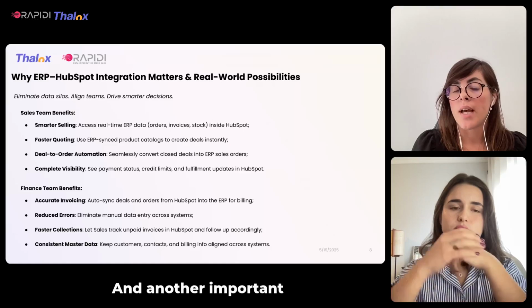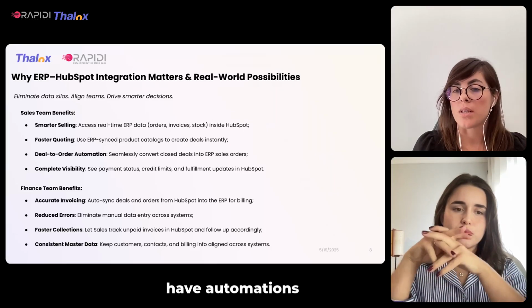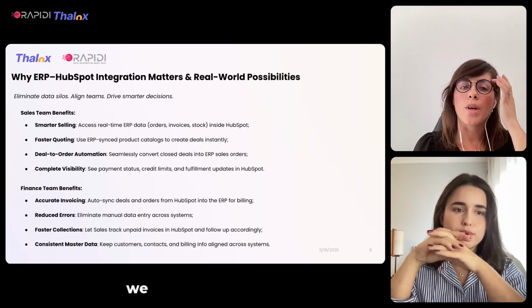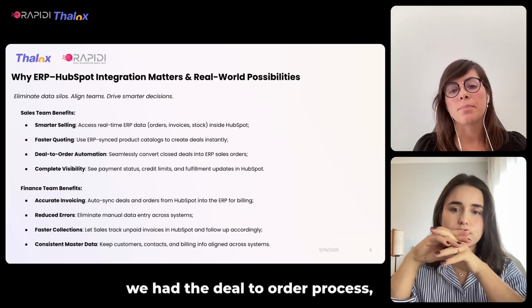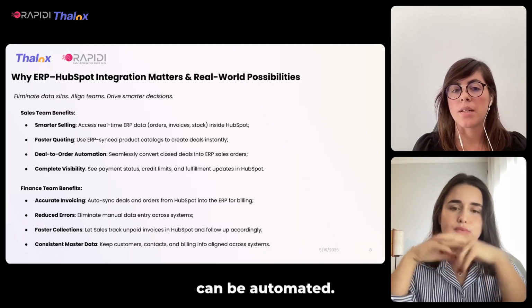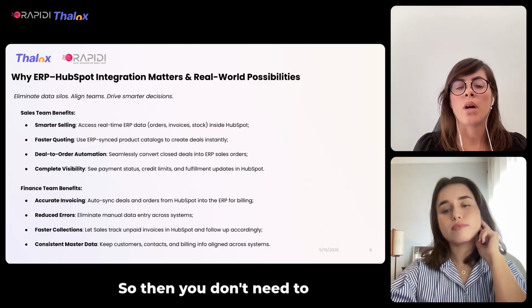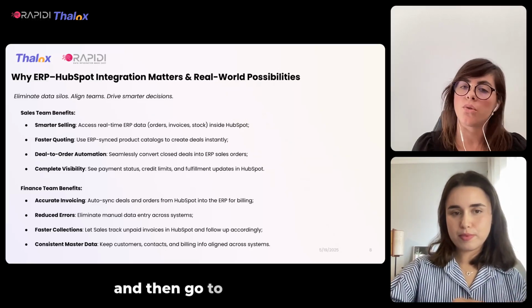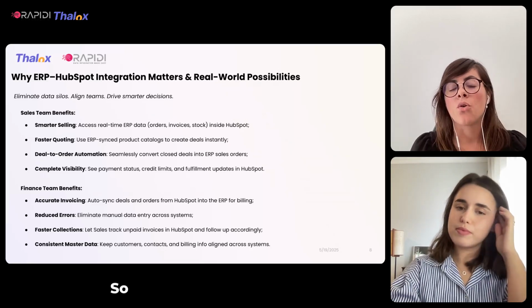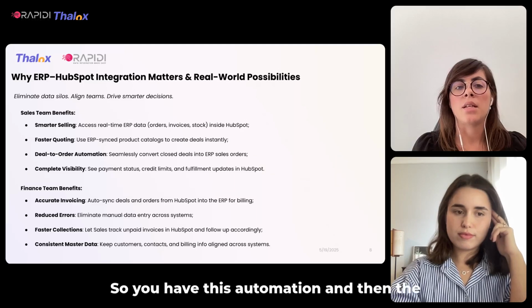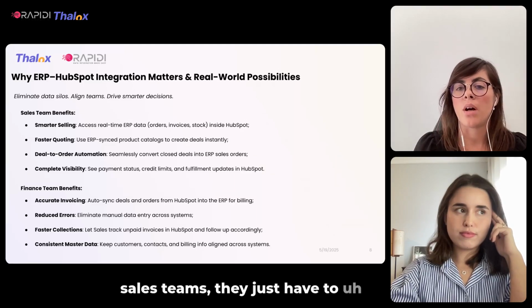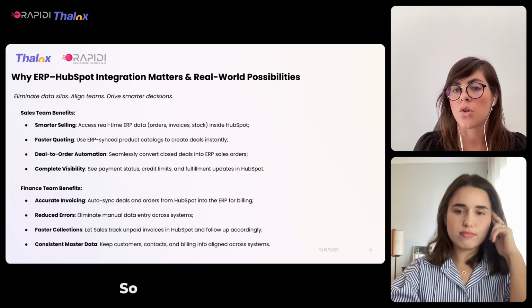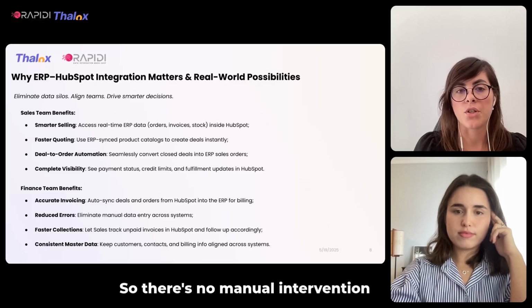And another important aspect is that you have automations in place. For example, we had the deal to order process, and this can be automated. So you don't need to have the deal created in HubSpot, process it, close it, and then go to the ERP and do the same. You have this automation, and the sales teams just have to check the order, and that's it. So there's no manual intervention here.